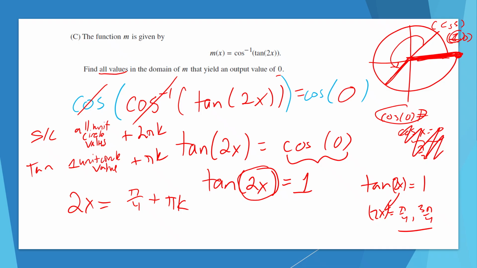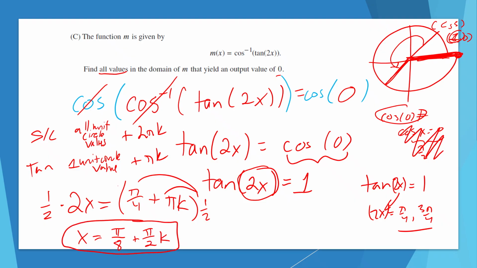All right, now solving this equation, we are not done yet. So we have 2x equals pi over 4 plus pi k, and then we need to divide both sides by 2 to isolate that x. So I'm going to think of this as multiplying both sides by 1/2, and remember to distribute. So here we should get x equals, and then this should be pi over 8 plus pi over 2 k, and this should be our general solution there. This is our answer to part C.